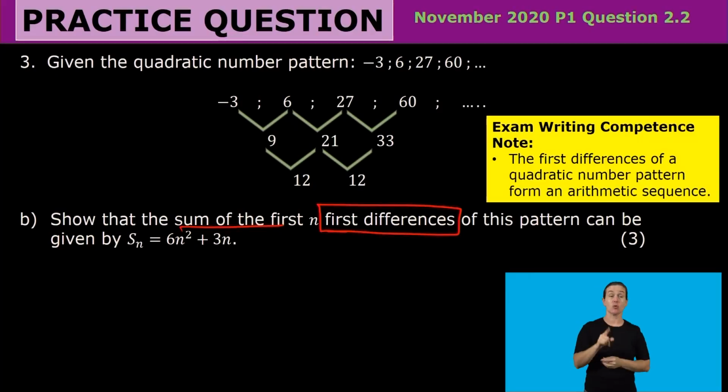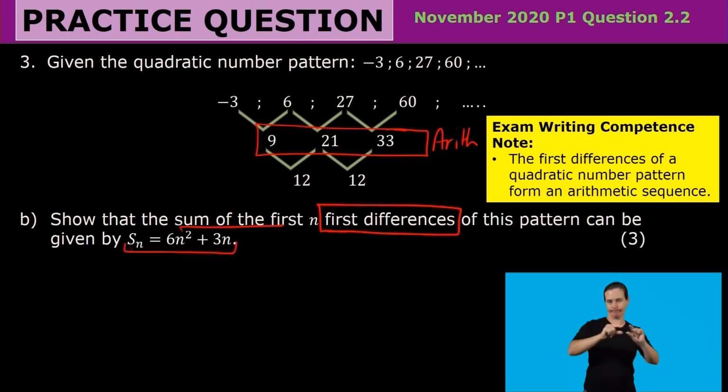So it is very important for us to read the statement. The statement there says the sum of the first n first differences. So which pattern are we actually focusing on? We are focusing on that pattern there, and that is 9, 21, and 33. And of course, we know that this pattern forms an arithmetic pattern. So we need to show that the sum of the first n terms of that first differences is equal to Sn is equal to 6n squared plus 3n.